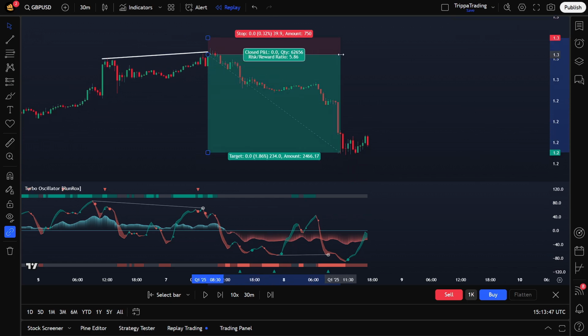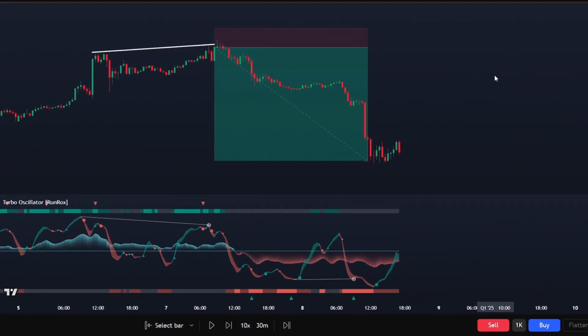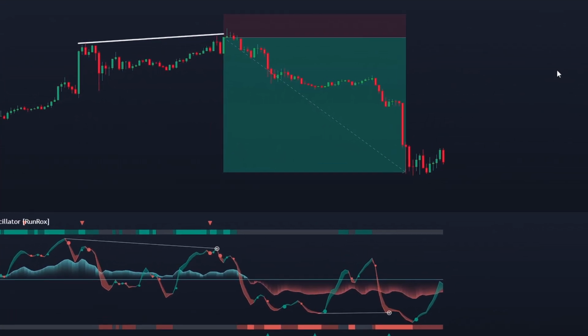We're going to go over what this indicator is and how you can use it to trade based on divergences. Let's add this indicator to our trading chart.